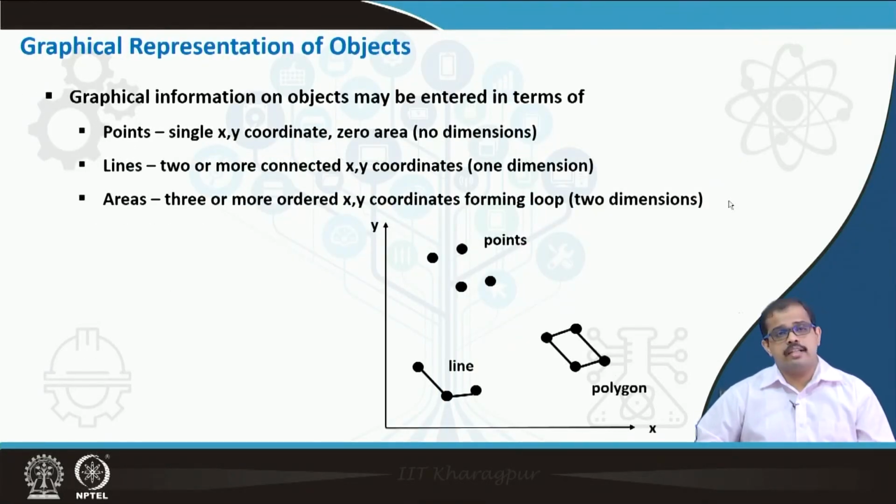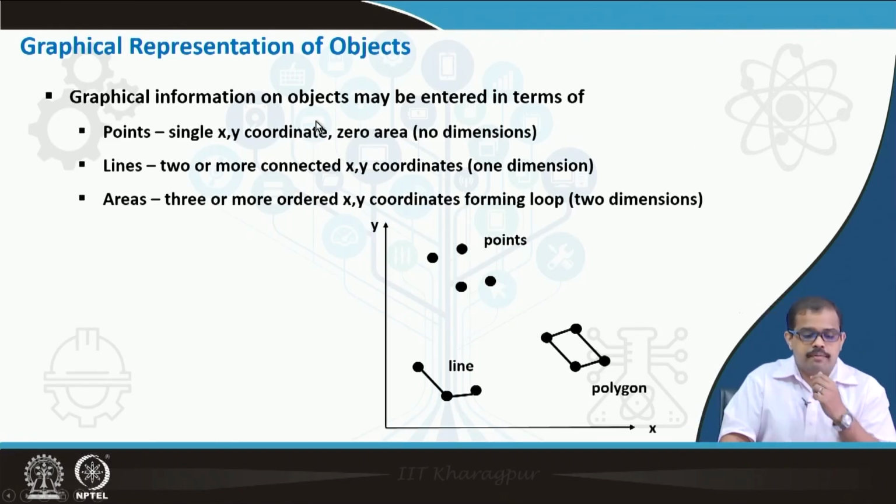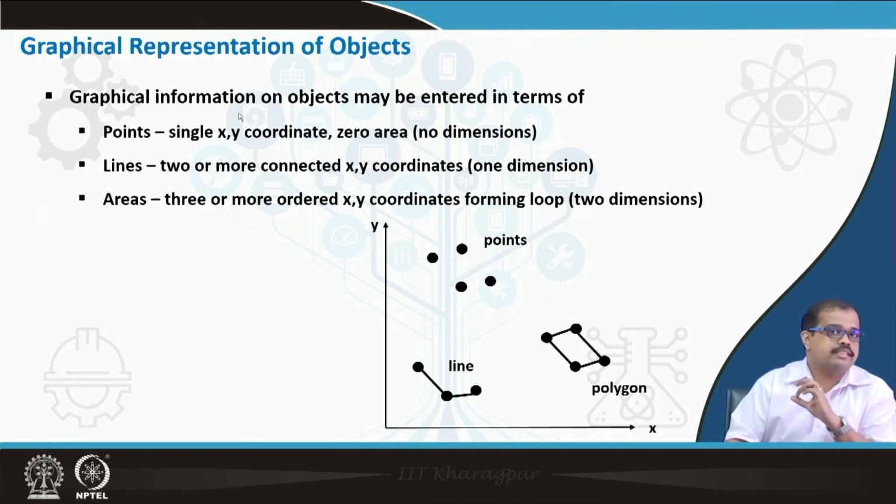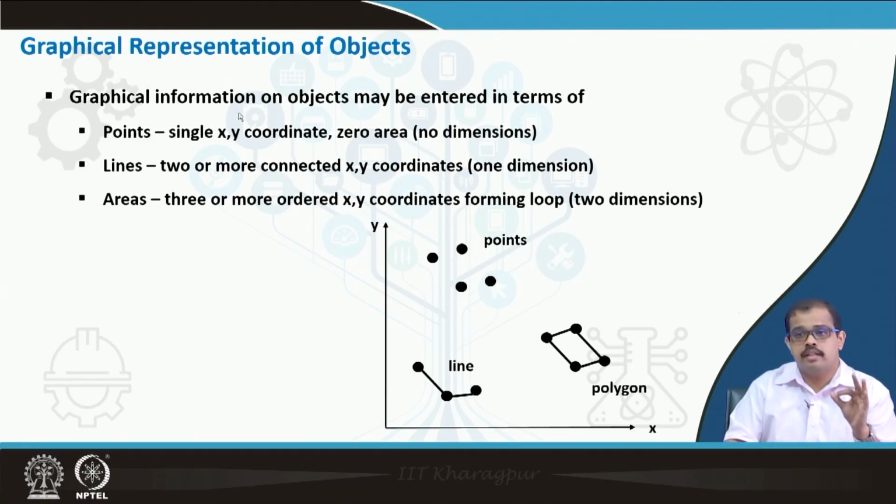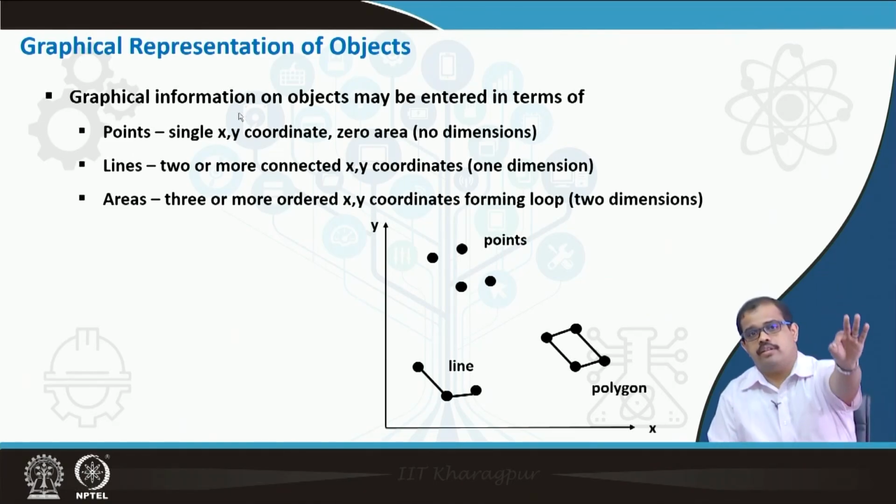When we are looking at the graphical representation of these objects, as I previously said, these objects can be entered in terms of points, where you have single xy coordinates. It has zero area. It only represents that particular coordinate, that particular point. For example, when you are going from one place to another, the first thing is putting a point in your Google Maps on your mobile. That point is representing your place of stay. Then you will give the point of destination.